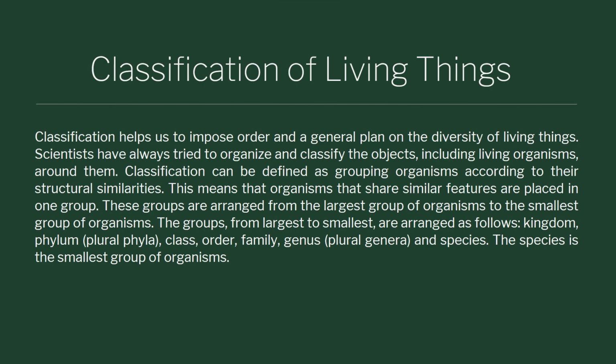Classification of living things. Classification helps us to impose order and a general plan on the diversity of living things. Scientists have always tried to organize and classify the objects, including living organisms around them. Classification can be defined as grouping organisms according to their structural similarities.